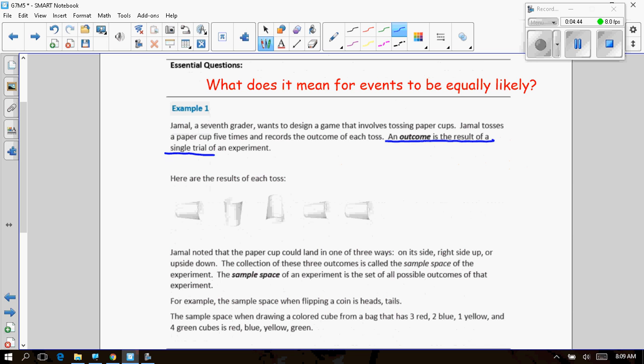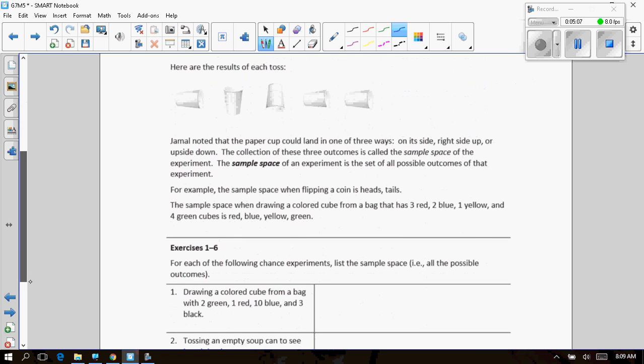Let's get that. Okay, an outcome is the result of a single trial of an experiment. And so here are the results of each toss, right? So we just tossed it those few times. Jamal noted that the paper cup could land in one of three ways: on its side, right side up, or upside down. The collection of these three outcomes is called the sample space of the experiment.